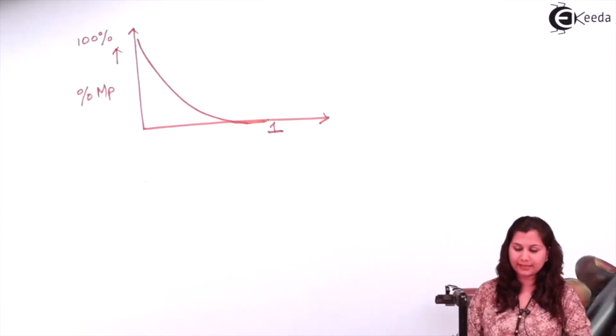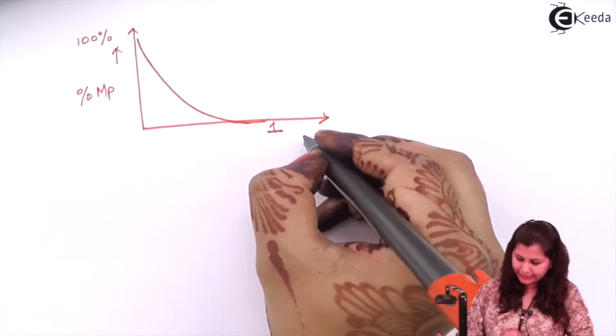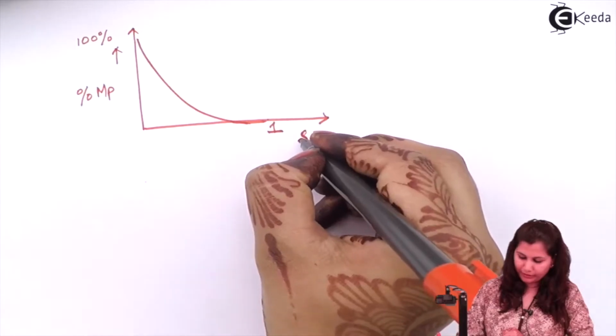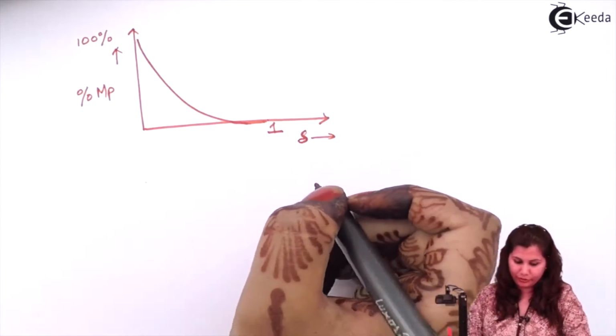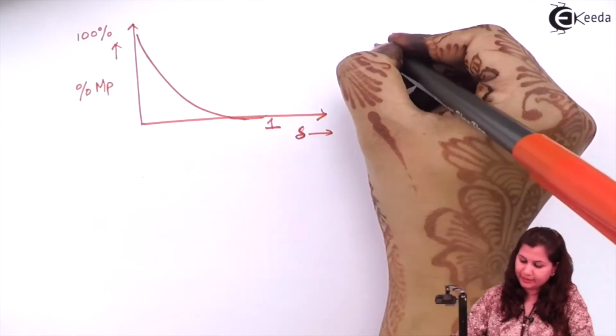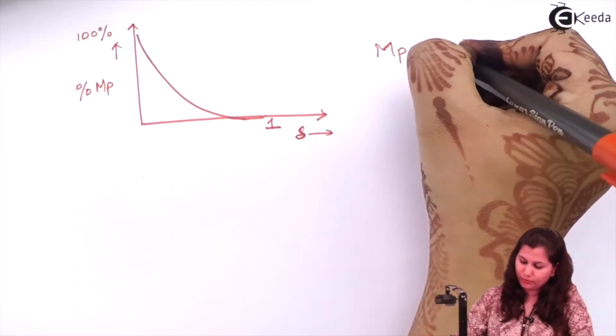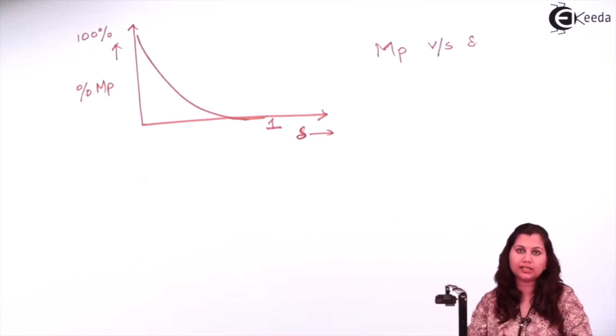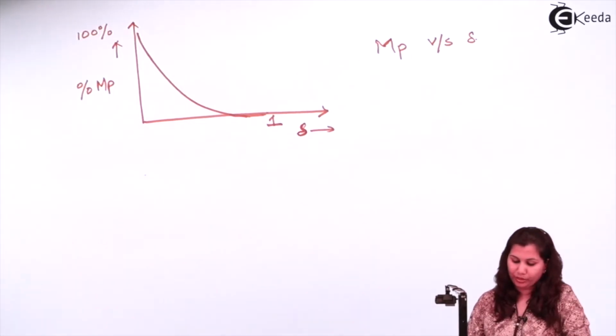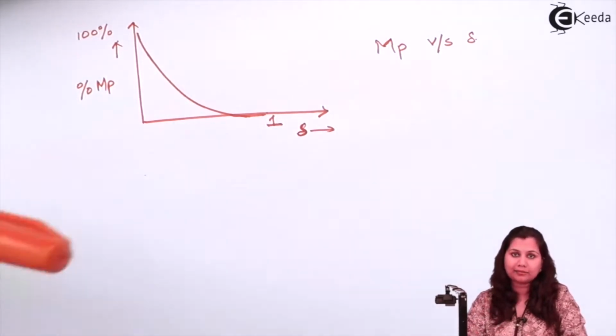and here it will have the value as 1, and this is del. We are plotting the maximum overshoot with respect to the damping ratio. That is, it is a graph of MP versus del, that is maximum overshoot versus the damping ratio. So this was about the maximum overshoot.